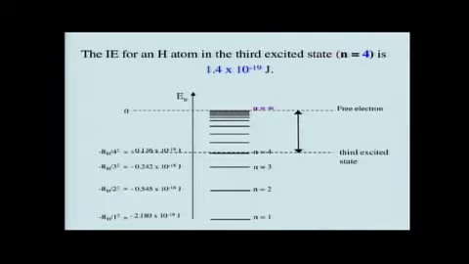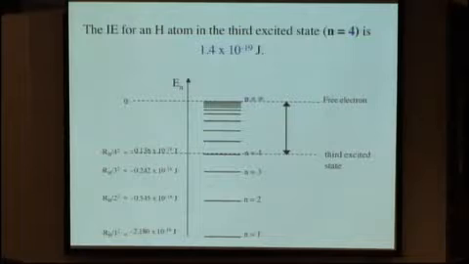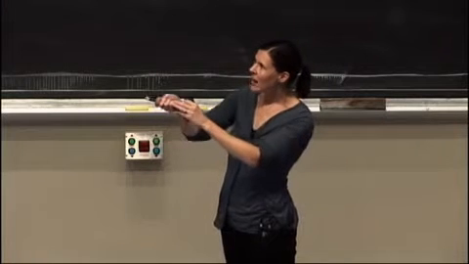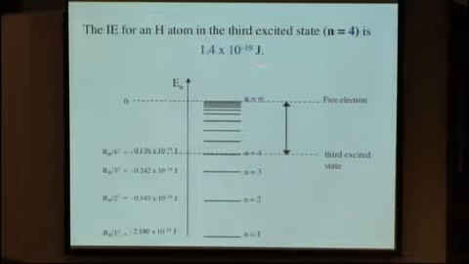So the third excited state is n equal to 4, because n equals 2 is first excited, 3 is second excited, 4 is third excited state. So now we can just take the negative of that binding energy here, and I've just rounded it up here, or 1.4 times 10 to the negative 19 joules.